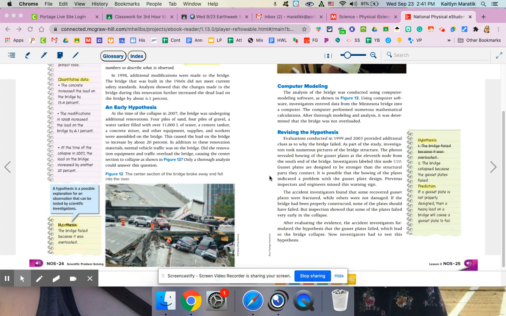After evaluating the evidence, the accident investigators formulated the hypothesis that the gusset plates failed, which led to the bridge collapse. Now investigators had to test this hypothesis. So you can see they revised their hypothesis, and now they need to test that hypothesis.